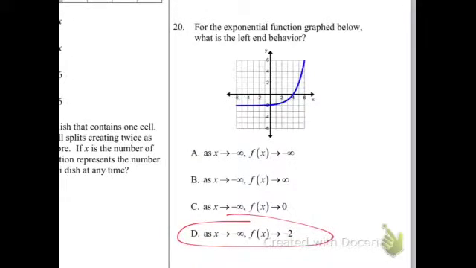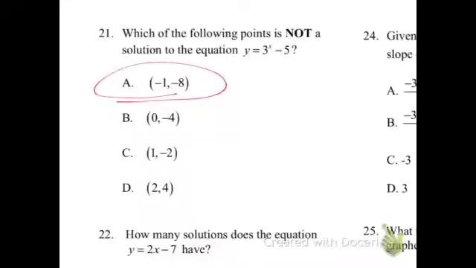On 20, what's the left end behavior? That means you get on your graph and you head left forever. Over there at negative infinity for x, as in left forever. What's the y value? Well, the y value is this guy here, which is negative 2, down here at the bottom there. And so we're going to write f of x goes to negative 2.